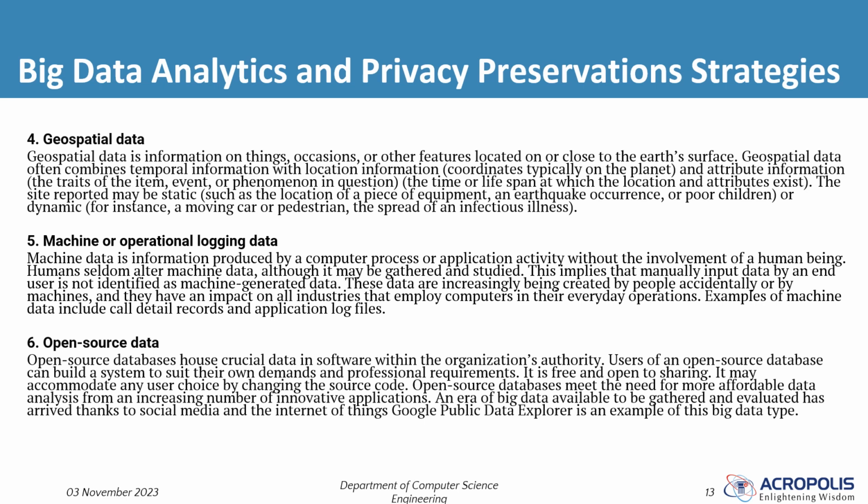Fourth, geospatial data. Geospatial data is information on things, oceans, or other features located on or close to the Earth's surface. Geospatial data often combines temporal information with location information. Coordinates are typically on the planet, and attribute information is the trait of the item, event, or phenomenon in question, along with the time or lifespan at which the locations and attributes exist.